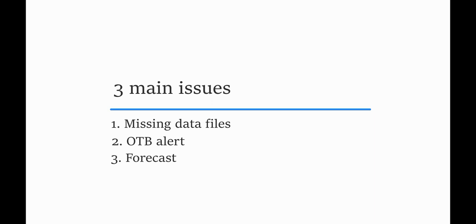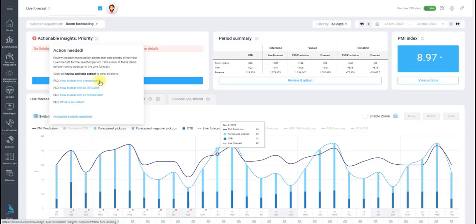Actionable Insights highlights three main issues to review. Firstly, missing data files. This is a critical issue as it means that relevant data has not been imported to PMI as it should. Secondly, OTB alert. Your on the books value seems significantly too high or too low for specific days. And thirdly, forecast alert. Your forecast values seem too high or too low for certain days. So let's look at how to deal with each of these alerts.